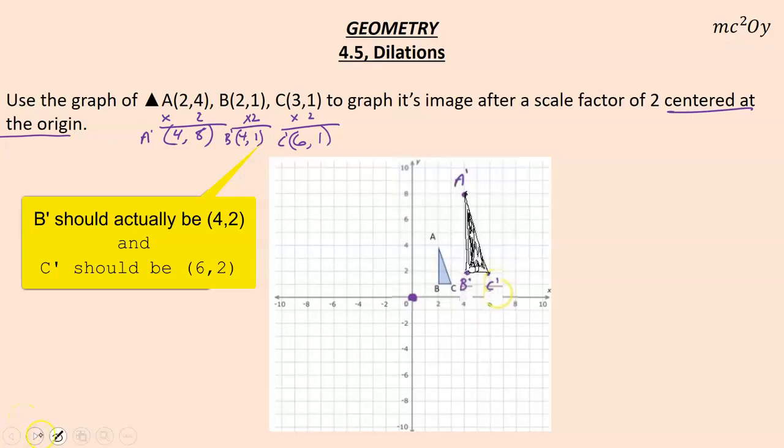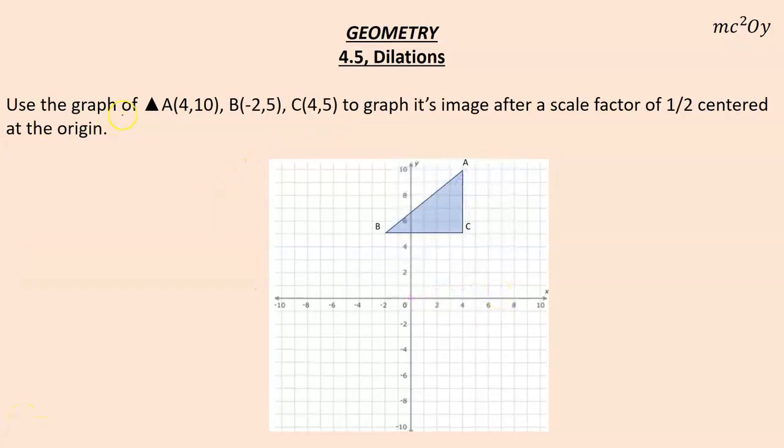Let's go ahead and try another one. All right, so use the graph A (4, 10), B (-2, 5), and C (4, 5) to graph its image after a scale factor of 1/2 centered at the origin. So once again, we're centered right here. Okay, we're now scale factor 1/2, so that means we're multiplying each of these by 1/2 now.